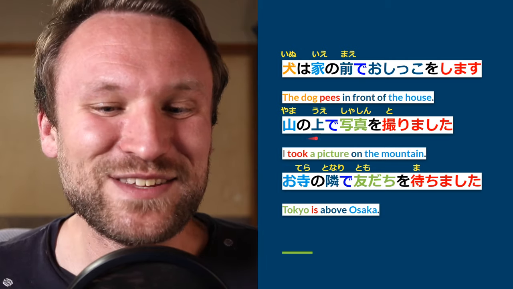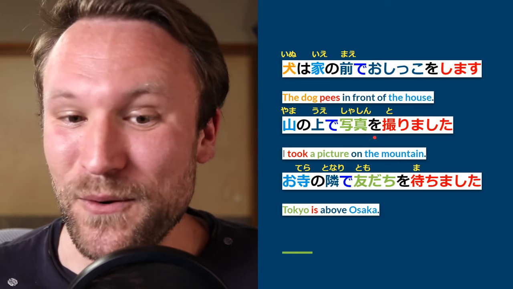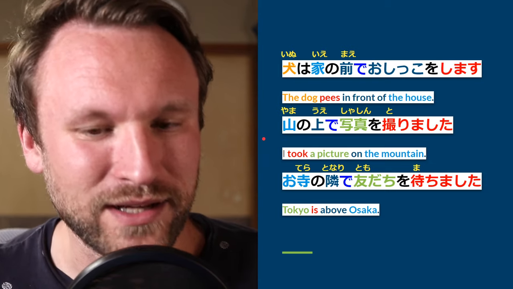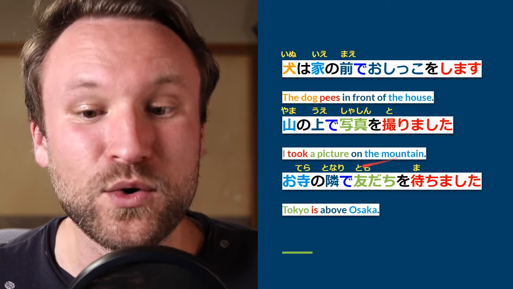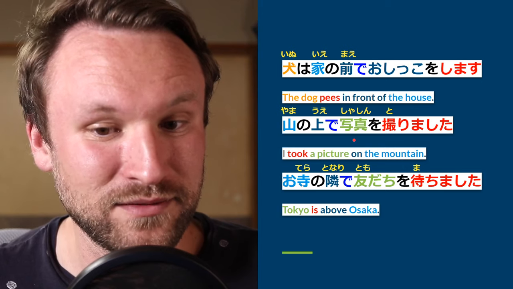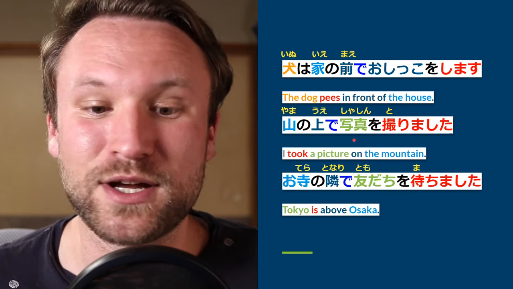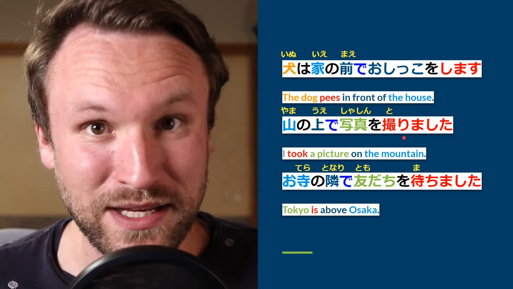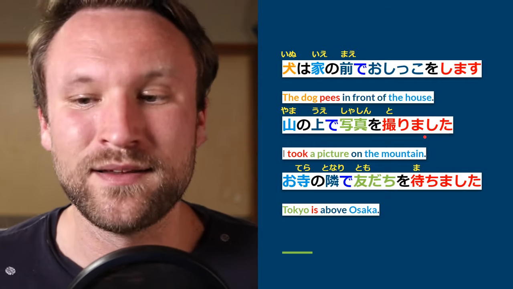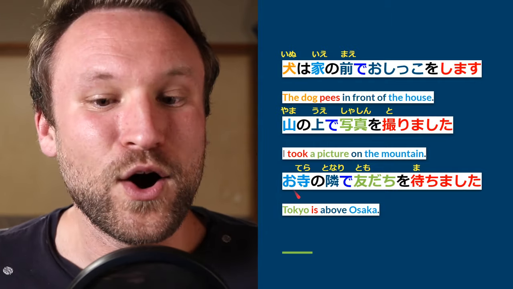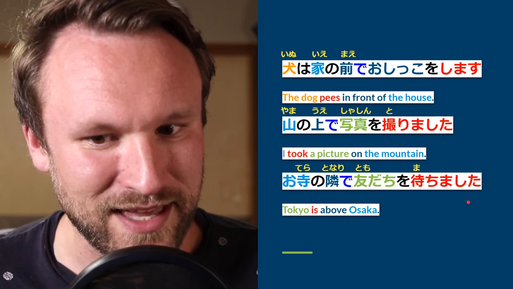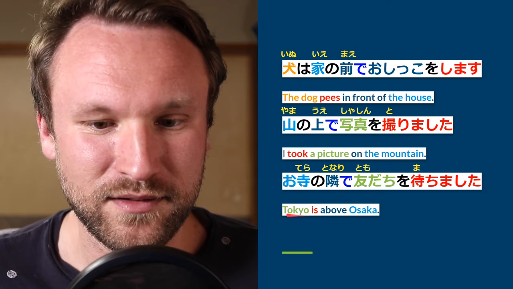All right. Yama no ue de shashin o torimashita. So I took a picture, the I is implied here, on top of the mountain, or just on the mountain. Yama no ue de, on top of the mountain, shashin o torimashita. I took a picture. Now you might not notice that this is the past tense of the verb. We're covering that, I believe, in two sections from now. So, that's going to be a fun one. Otera no tonari de tomodachi o machimashita. Also the past tense, waited. Are? This sentence is wrong.